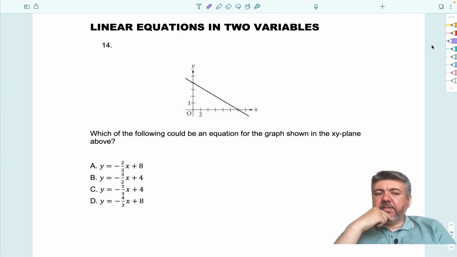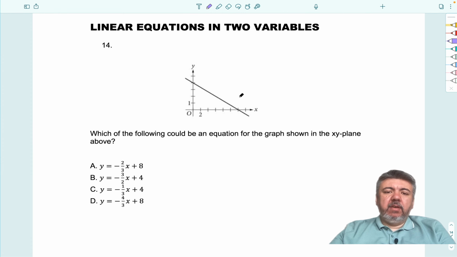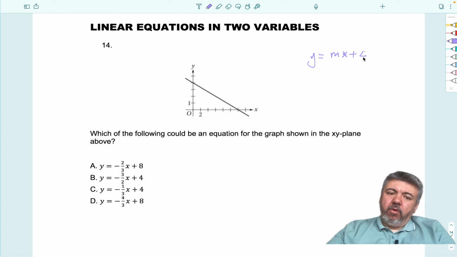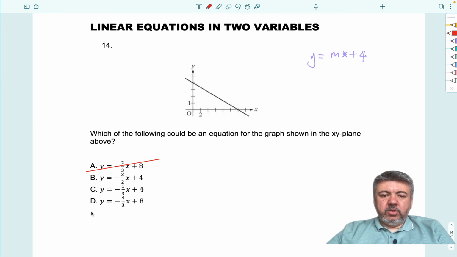Question 14 asks me which of the following could be an equation for the graph shown in the xy plane above. So negative slope, positive y-intercept, it's all over here. So it's not about that. It's more about this. If this is 1 unit, 2, 3, 4 units. So it's going to be y equals mx plus 4. Yeah. So choice A and choice D are cancelled.